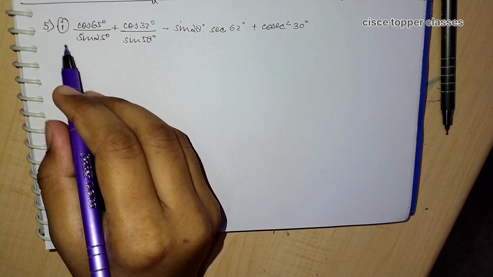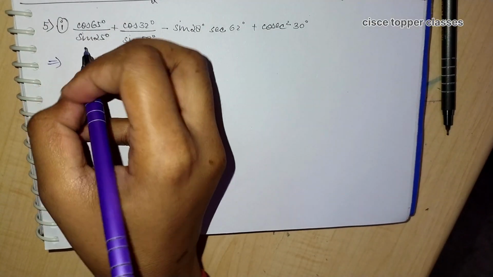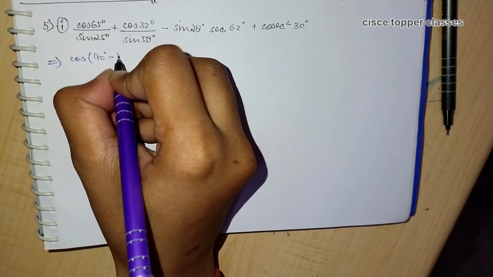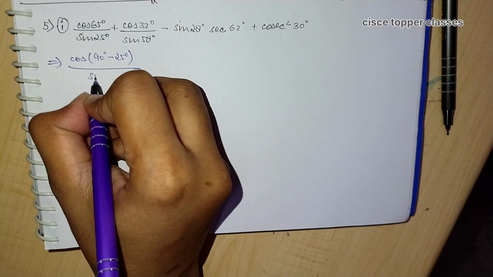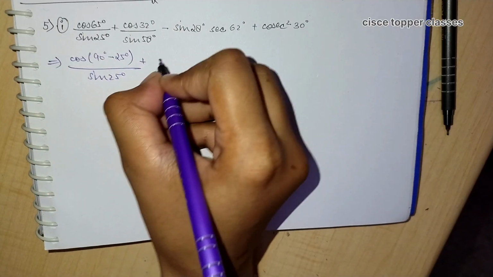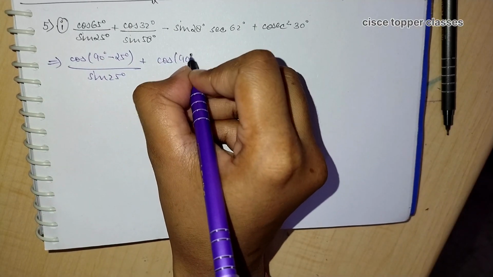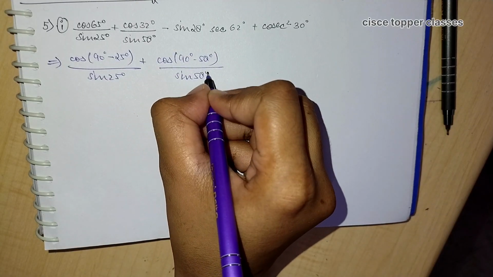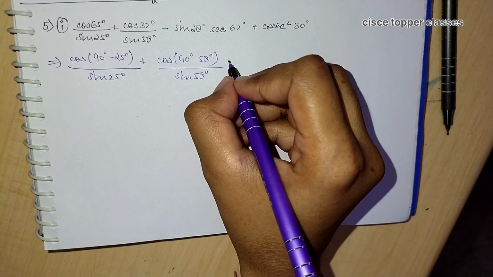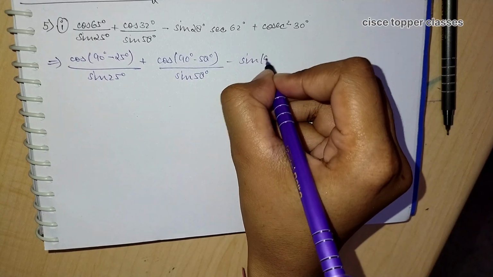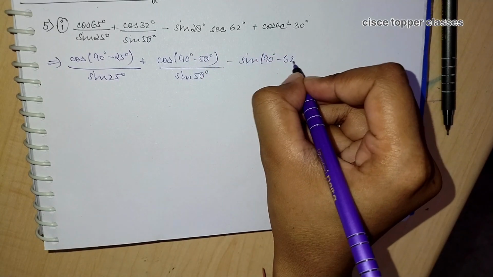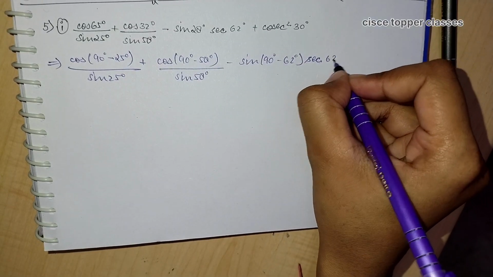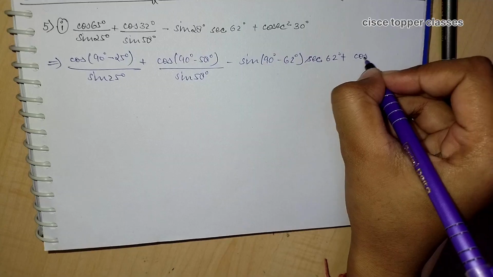Now let us solve question number 5 first part. On solving this, we will get cos 65. We can write cos(90 - 25) divided by sin 25 degree plus cos(90 - 58) degree divided by sin 58 degree. So this sin 58 minus sin(90 - 62) we can write here. This will be sin 28 degree only. So sec 62 degree plus cosec square 30 we can write here.